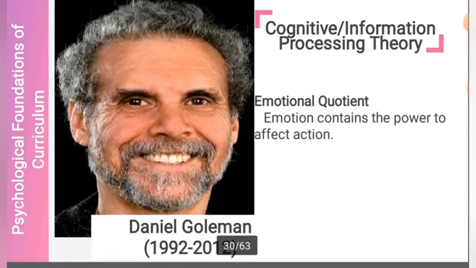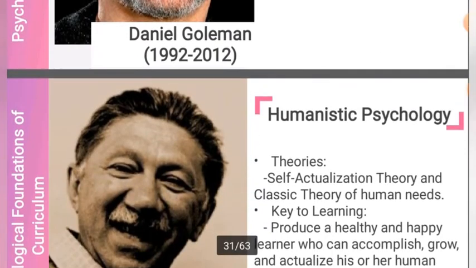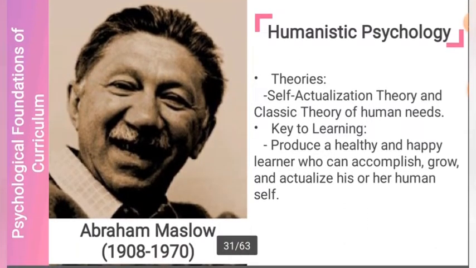Next one, we have Daniel Goleman. Daniel Goleman is one of the cognitivists that founded the cognitive or information processing theory. He proposed the theory of emotional quotient and believed that emotion contains the power to affect action.